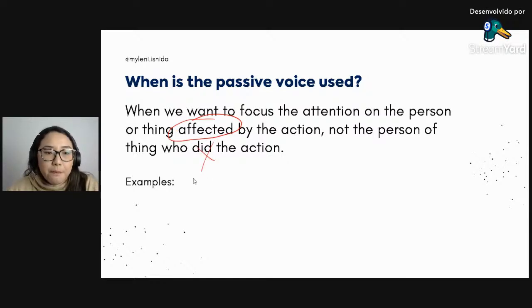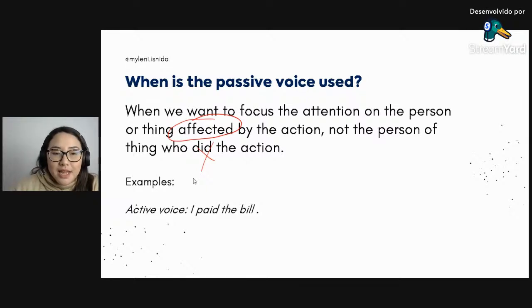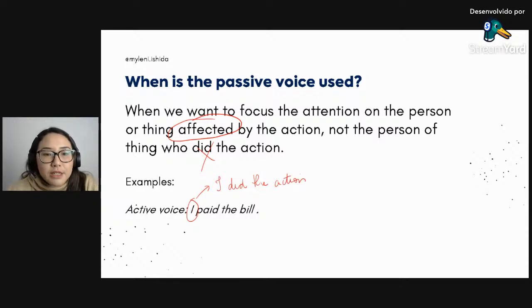So example, the active voice, I say, I paid the bill. If I use the active voice, the focus here is, look, who did the action? I. Okay. I did the action. This is the active voice, okay? But it doesn't matter who did the action. I don't want to know who paid the bill. So what do I do? I put the passive voice.